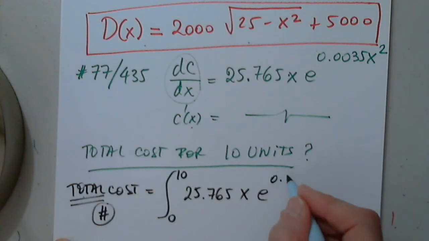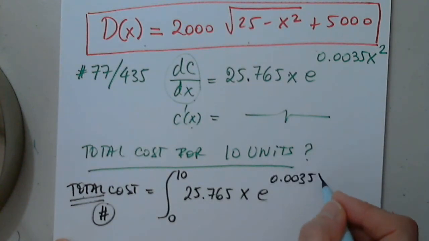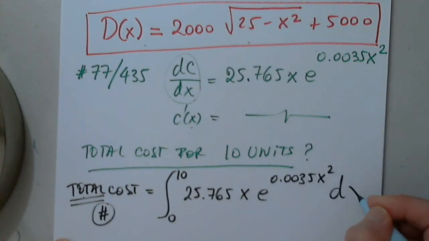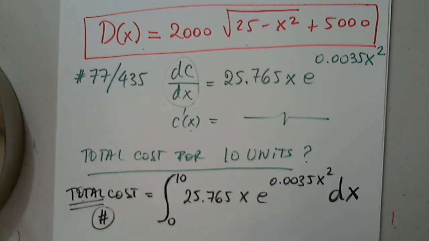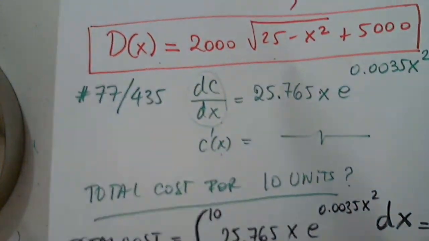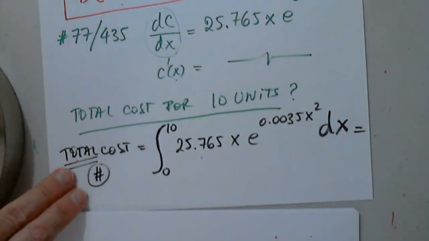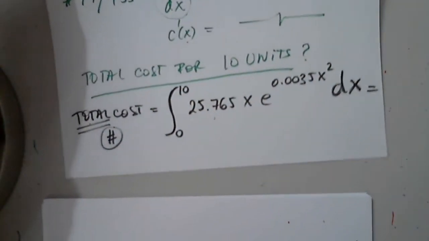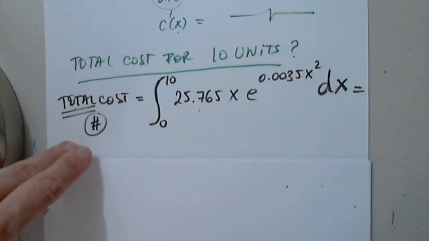So it's from 0 to 10 of 765 x e to the 0.0035 x squared. Of course, dx. There is no integral without d of the variable. Okay, this has no place. It will be moved outside. And please tell me what you would do next. Any suggestions?